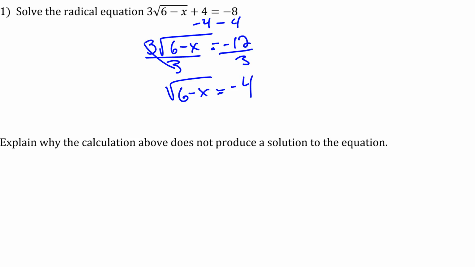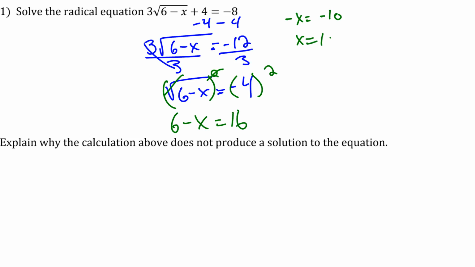Now that I isolated the square root, I'm going to square both sides, because squaring is the inverse of square rooting. Squaring and square rooting undo each other, so I have 6 minus x equals 16. I'm going to subtract 6 and get negative x equals negative 10, so x equals 10.